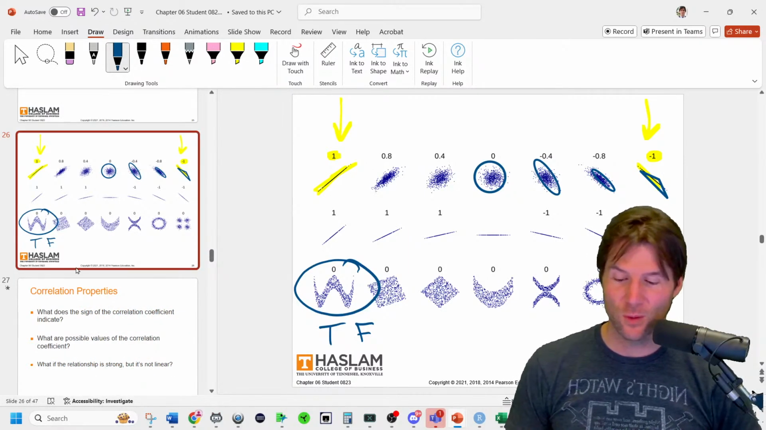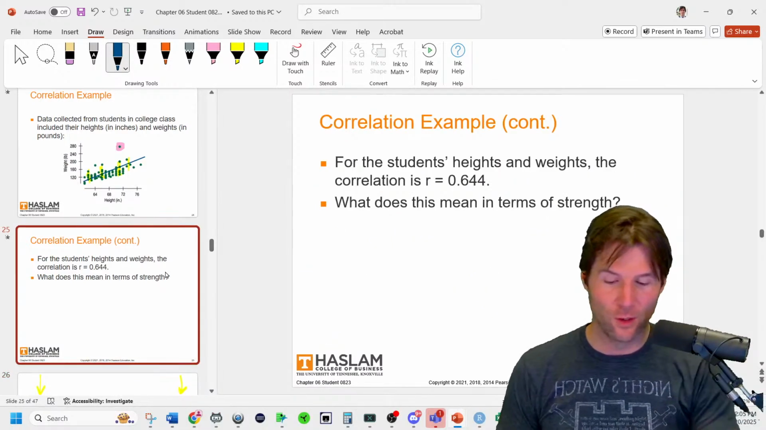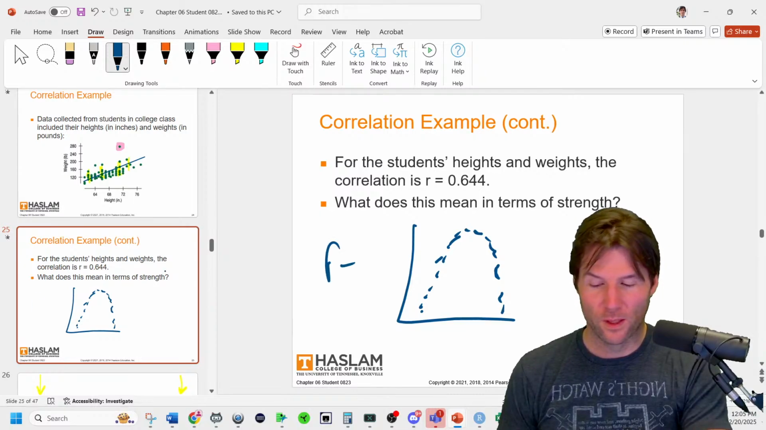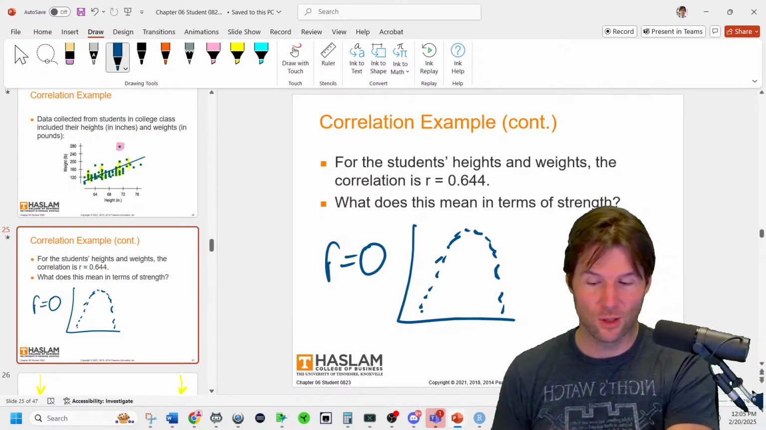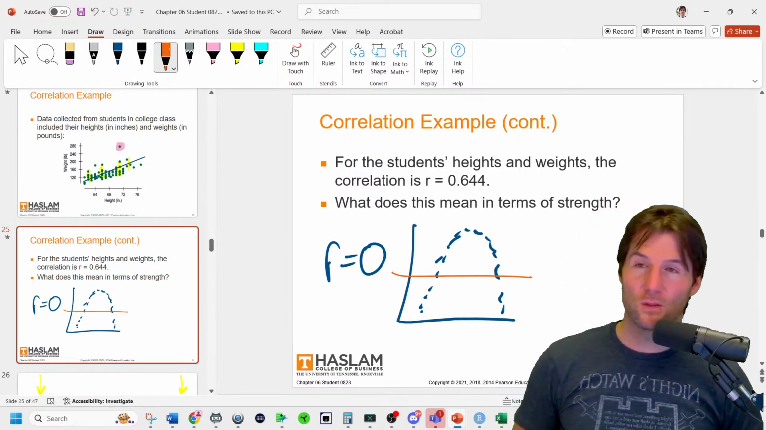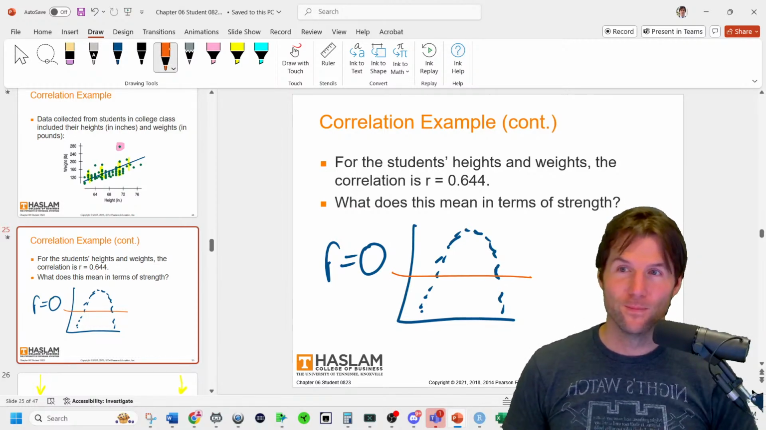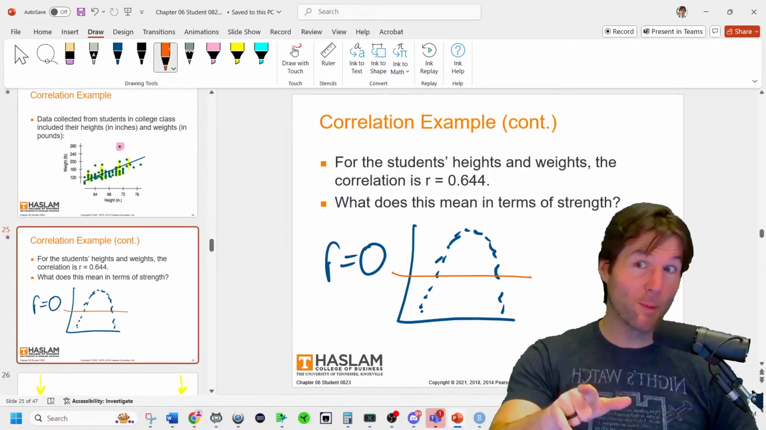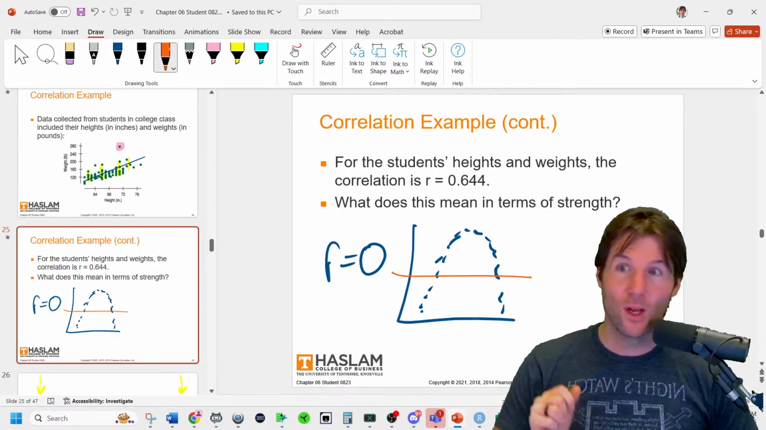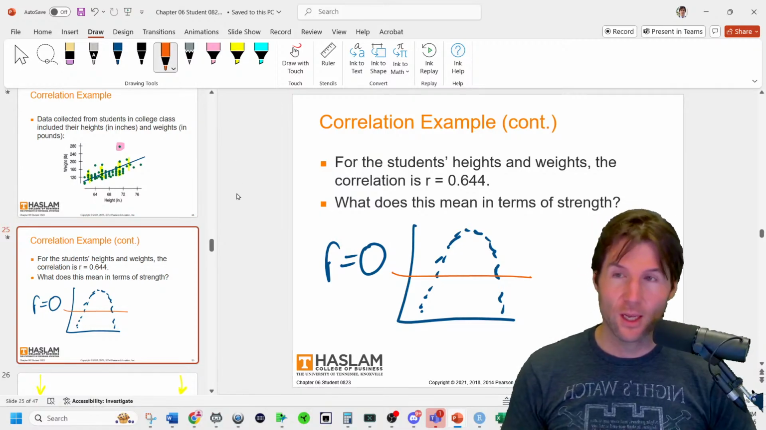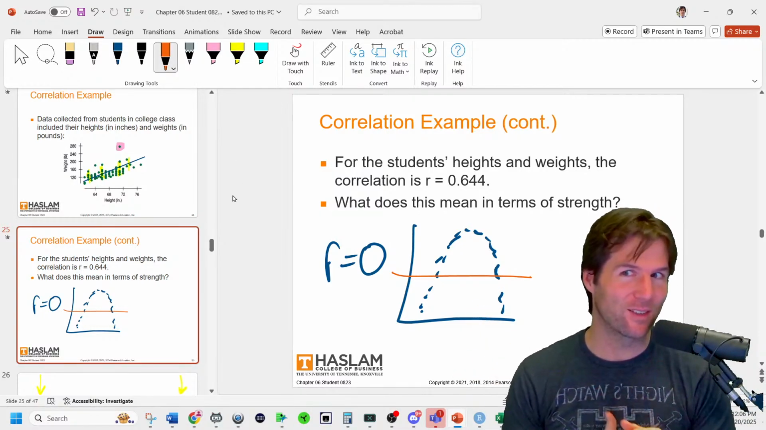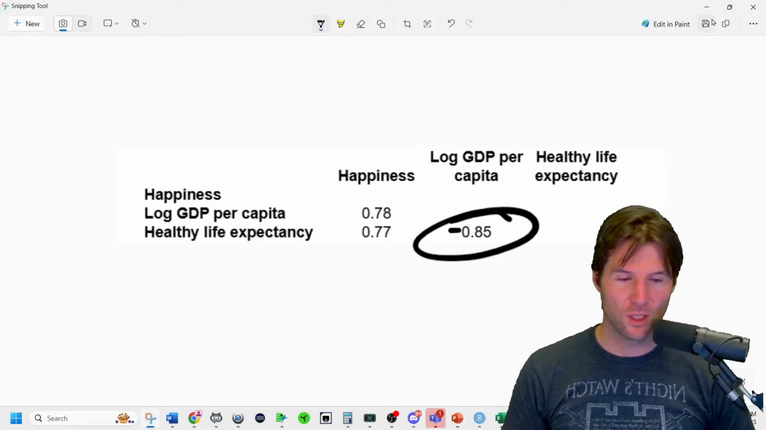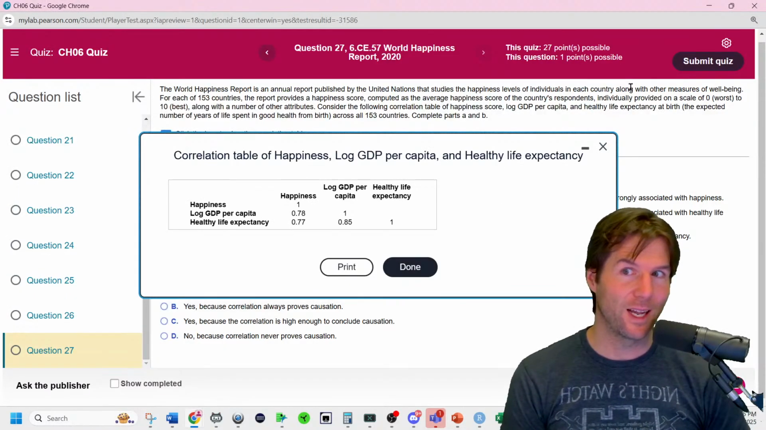A correlation of 0 means no what association? Here's a hint. Linear, you got it. So remember that for the test, because there are a lot of questions that make sure you know correlation only measures linear strength. Something can have a correlation of 0 and still have an association. It would just be non-linear.